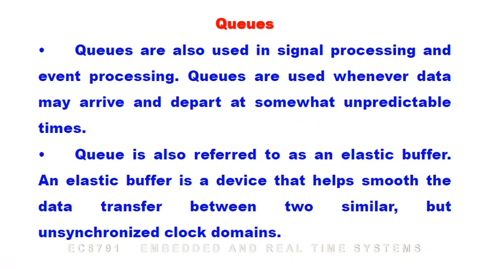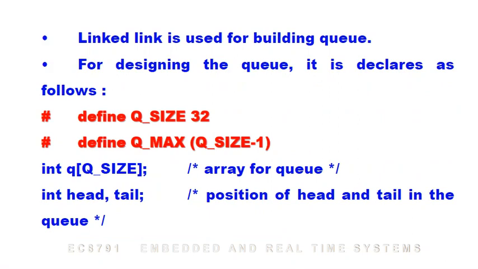Queues. Queues are also used in signal processing and event processing. Queues are used whenever data may arrive and depart at somewhat unpredictable times. A queue is also referred to as an elastic buffer. An elastic buffer is a device that helps smooth the data transfer between two similar but unsynchronized clock domains. A linked list is used for building a queue.